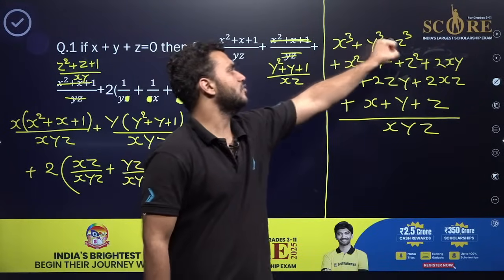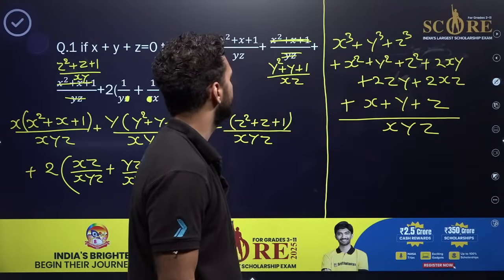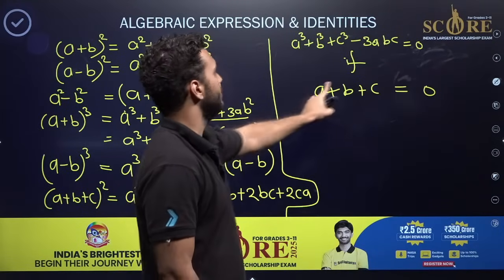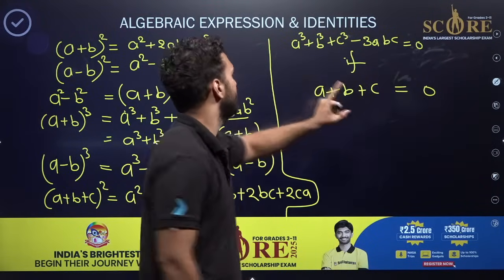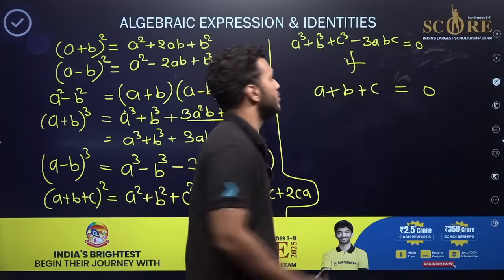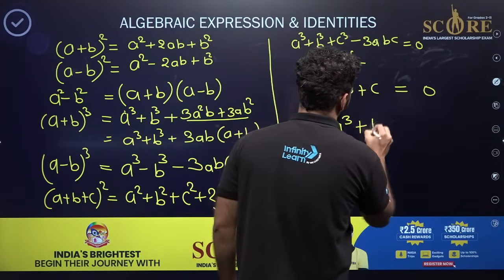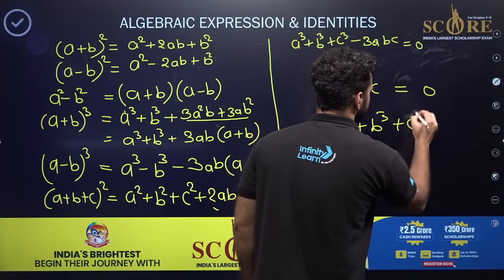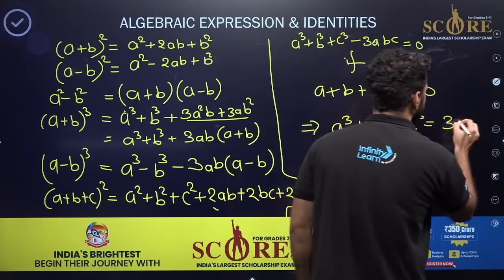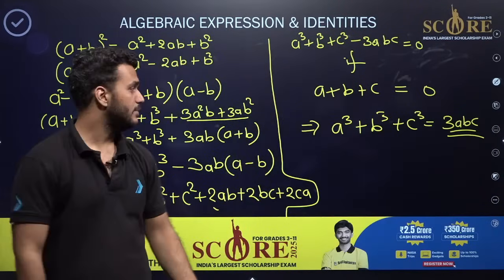See this. What am I getting? x cube plus y cube plus z cube. See from here, if a plus b plus c equal to 0, what do we get? a cube plus b cube plus c cube minus 3abc equal to 0. Can I write in this way? a cube plus b cube plus c cube will be equal to 3abc.